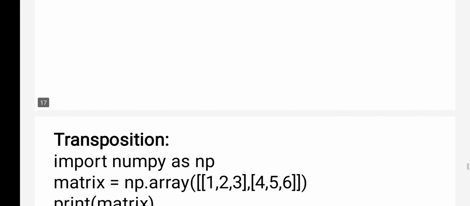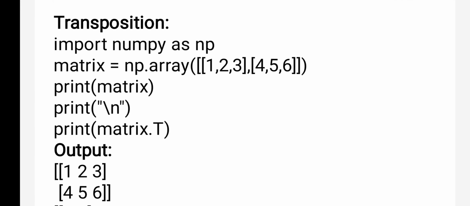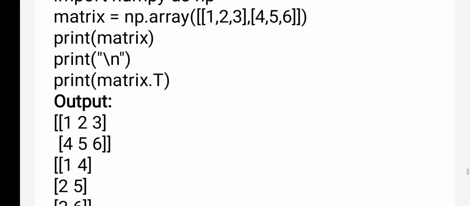Now next, transposition, transpose. Rows will be converted into columns and columns will be converted into rows. Here we just use a capital T, matrix.T. Whatever matrix you have given will be transposed, meaning rows will be converted into columns and columns into rows.